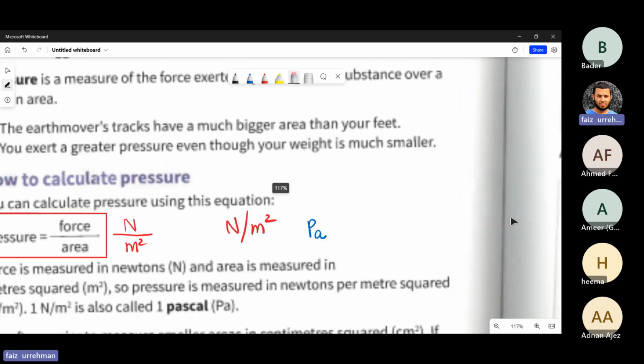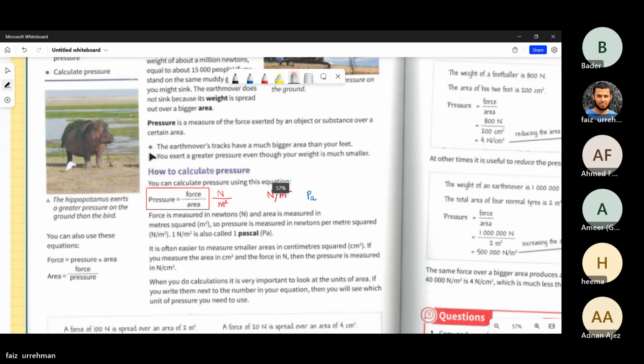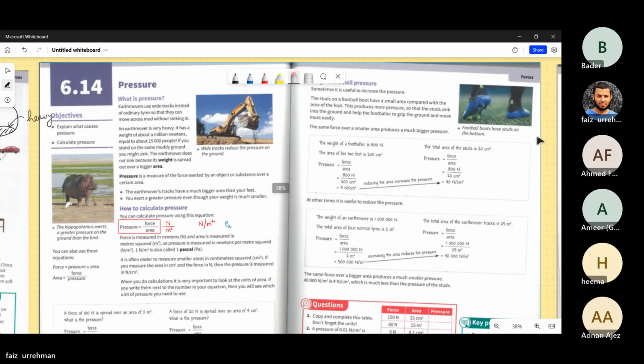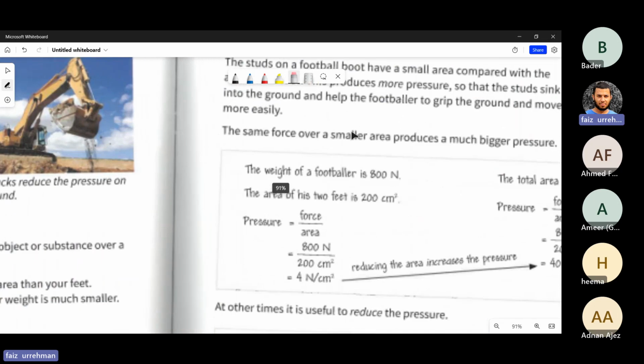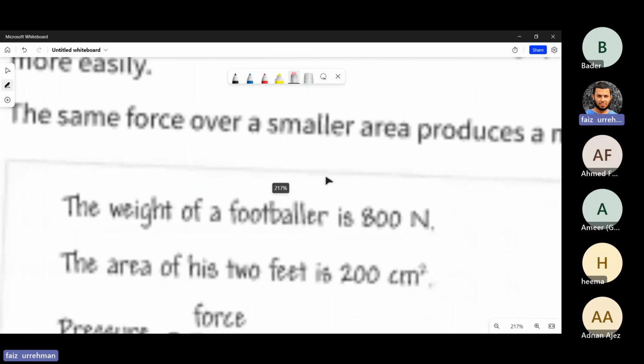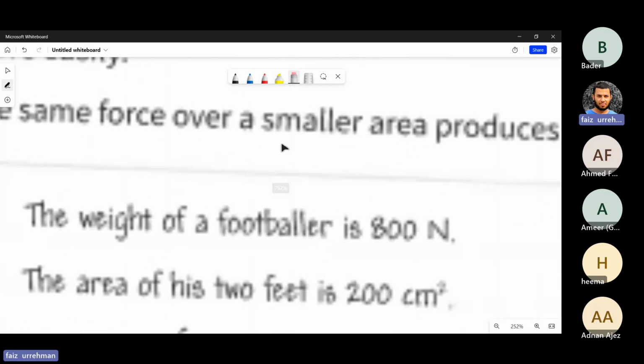Okay, so let's do some questions. Like, weight of a footballer is 800 Newton. I will tell you why the weight is mentioned in Newton. For example, my weight is approximately 70 kg when I check it on the machine. You multiply this by approximately 10 to get the answer in Newton. So my weight in Newton is what?